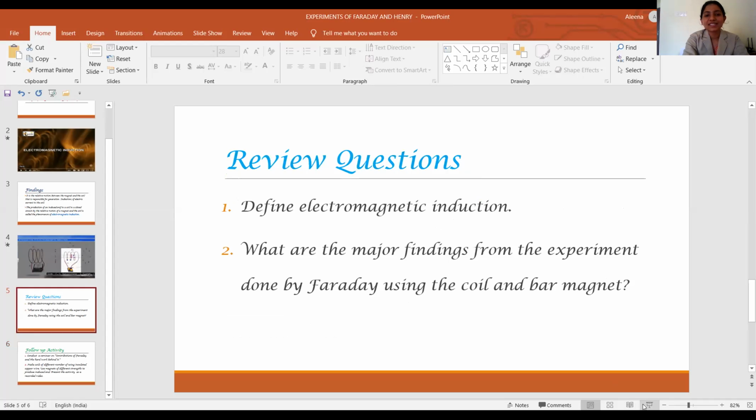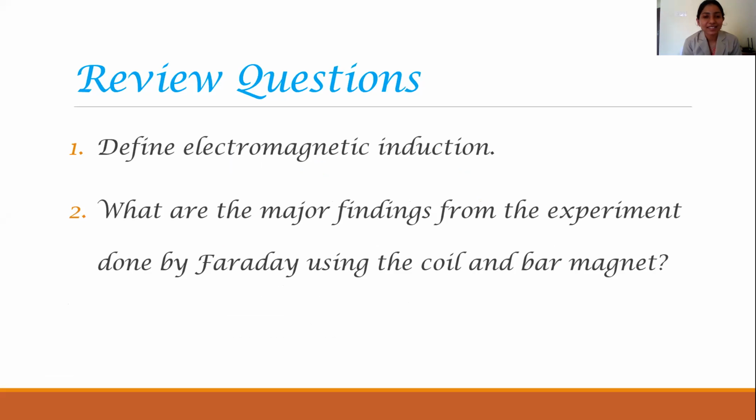The first question is, define electromagnetic induction. We have already discussed this. The production of an induced EMF in a coil in a closed circuit by the relative motion of a magnet and the coil is known as electromagnetic induction.